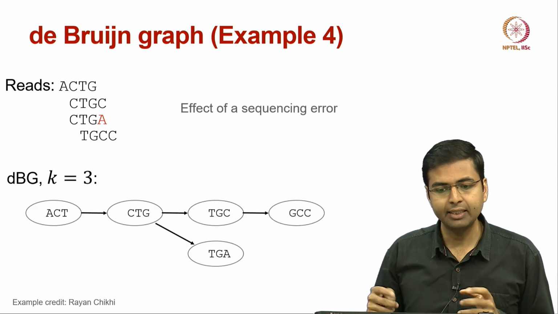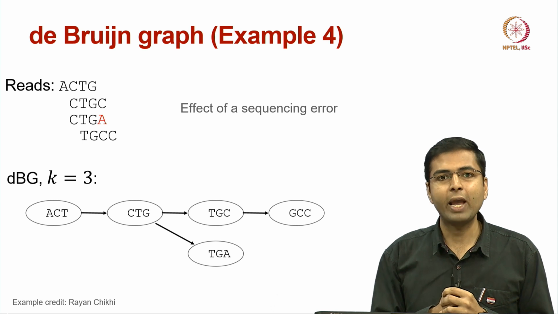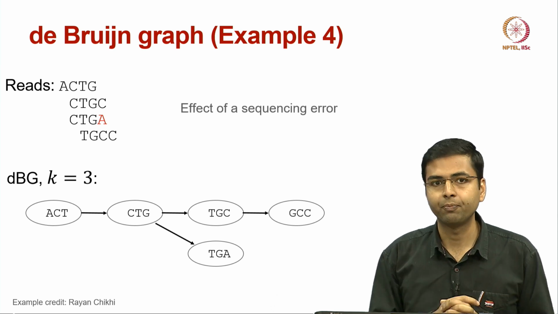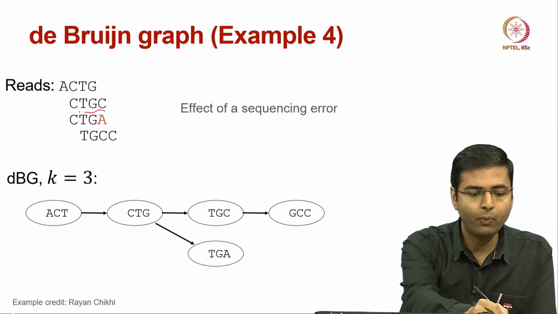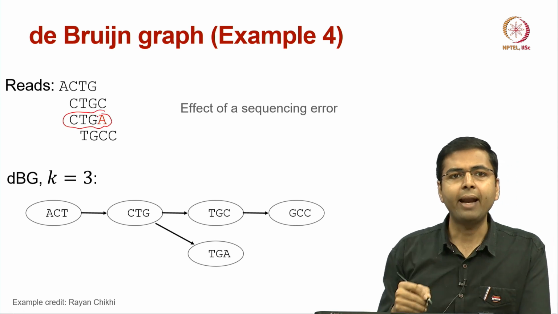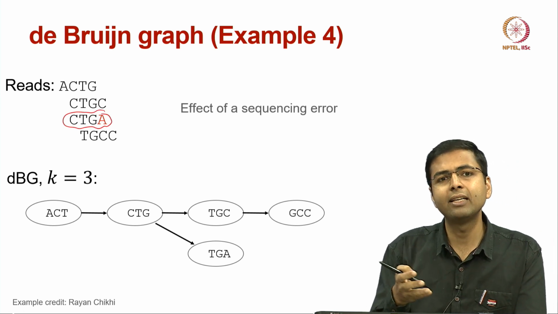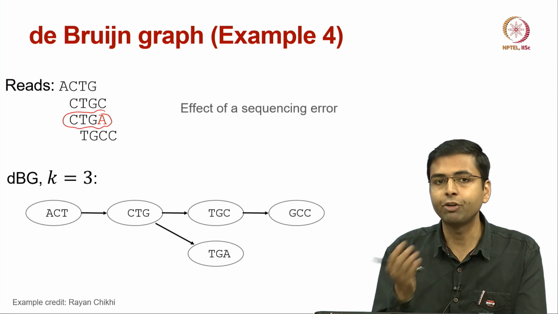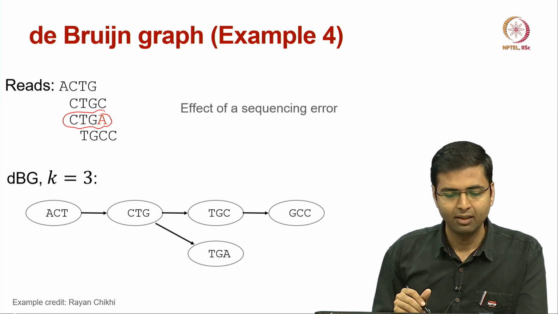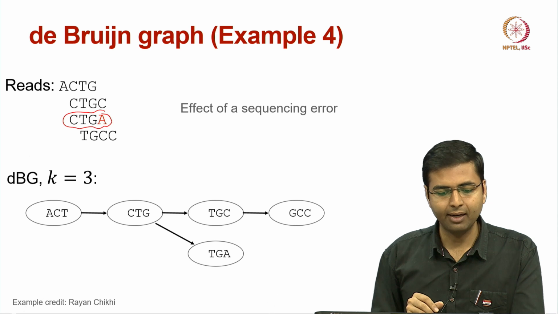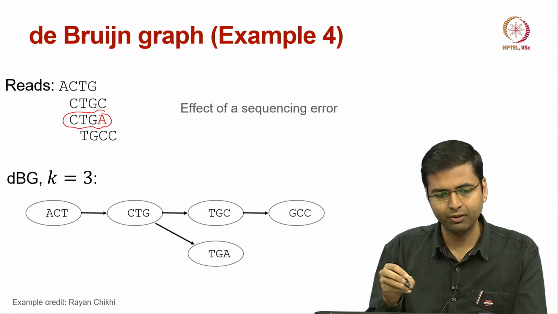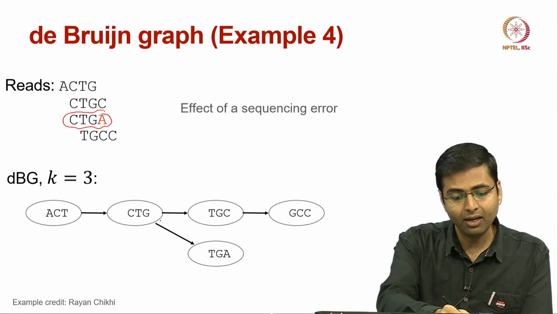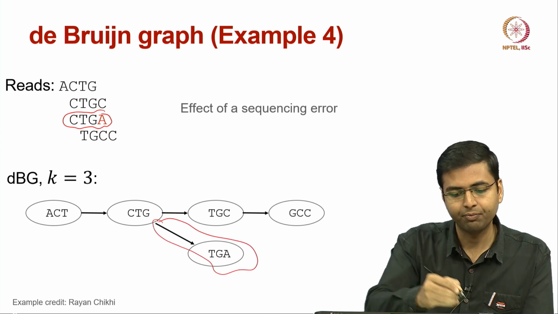Let us see another example, in this case where we have a sequencing error. Let us say in one of the reads there is a sequencing error, and then how would such sequencing errors impact the graph topology? In this example it turns out that the sequencing error led to the creation of a new vertex in the graph, TGA, and a new edge in the graph.